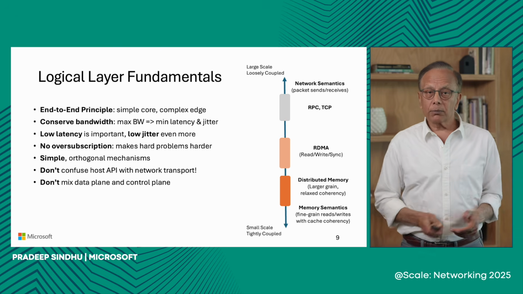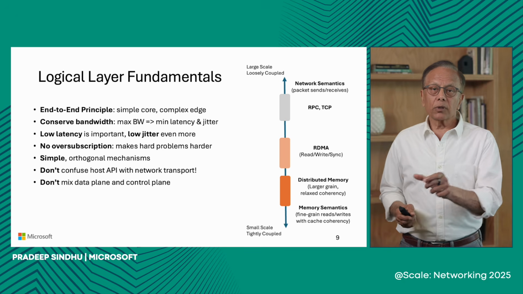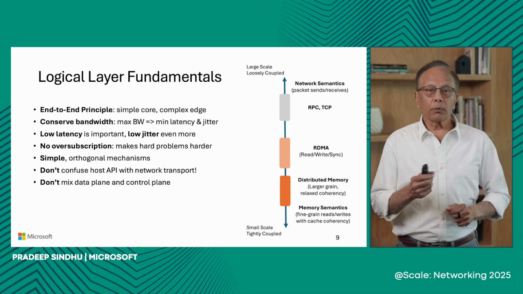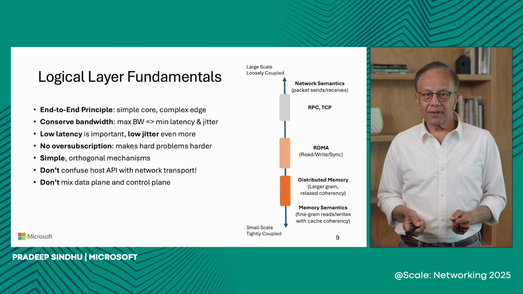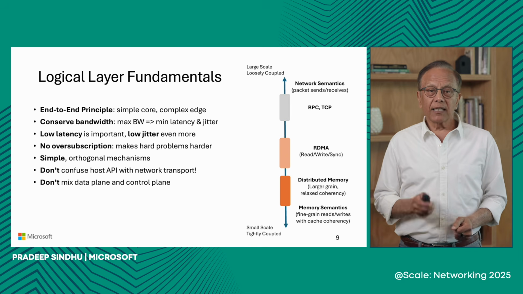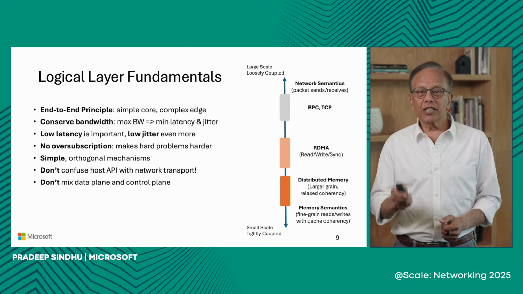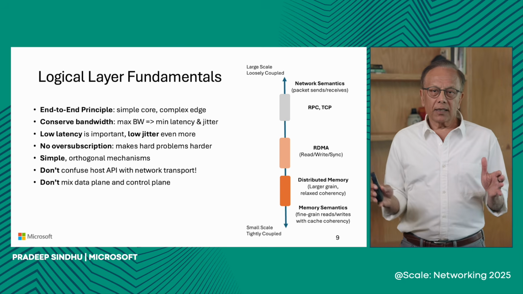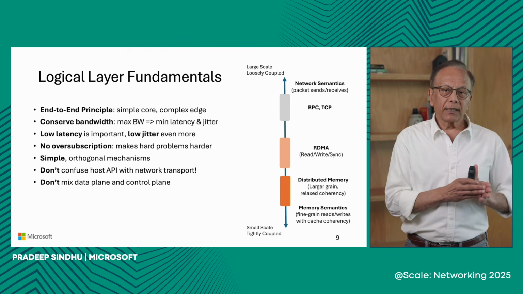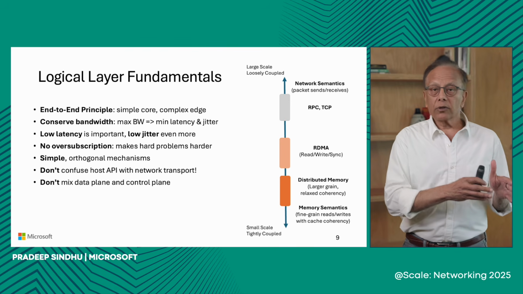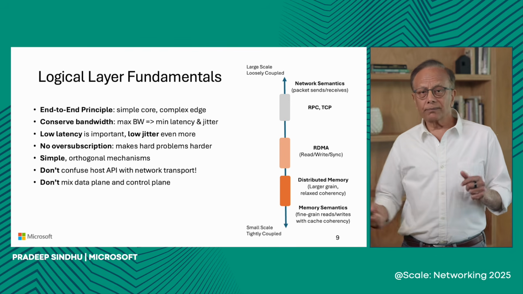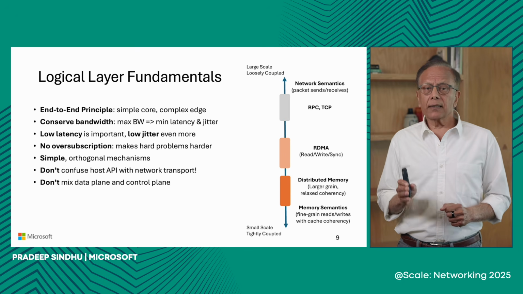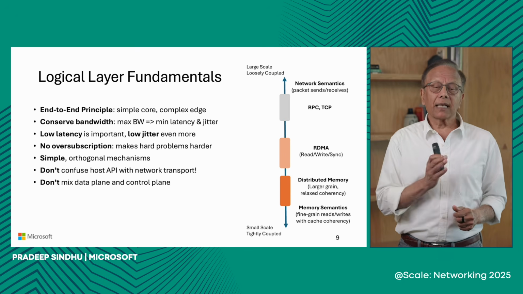One of them is the end-to-end principle, which is a simple core and a complex edge. Bandwidth conservation, because it's not possible to manufacture bandwidth. Low latency, and even more importantly, low jitter. Why low jitter? Because this computation is inherently a pipeline that spreads from GPUs across the interconnect to other GPUs. And so if you have high jitter, then your GPUs are going to run at low efficiency.